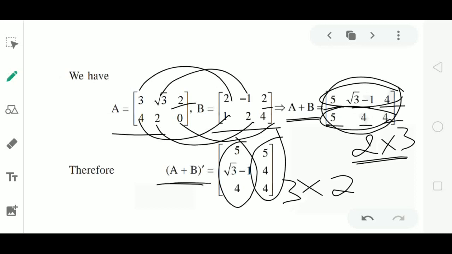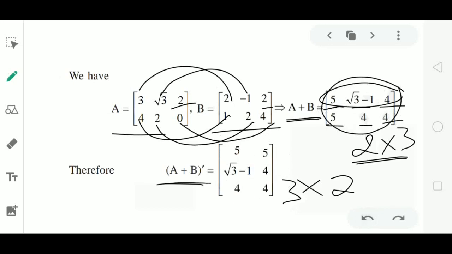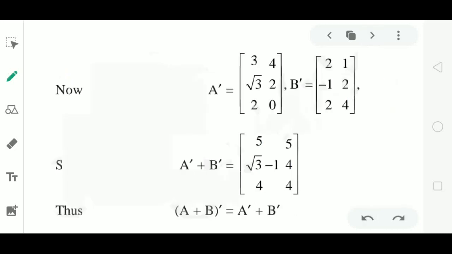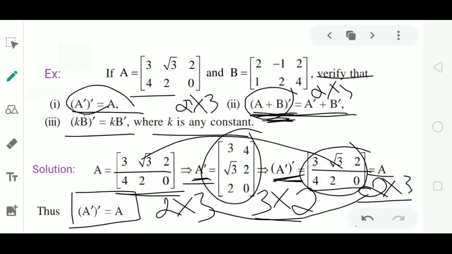The elements of the second row of A plus B are written in the second column of (A plus B) whole dash. Also you can observe here, elements of the first column of A plus B are the elements of the first row of (A plus B) whole dash. Elements of the second column of A plus B are the elements of the second row of (A plus B) whole dash. Elements of the third column of A plus B are elements of the third row of (A plus B) whole dash. This is the matrix (A plus B) whole dash. We have determined the LHS of the second property.